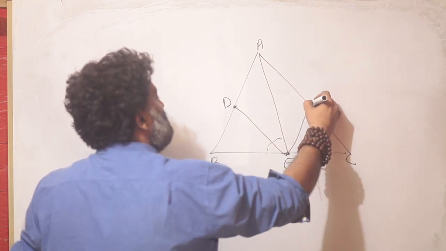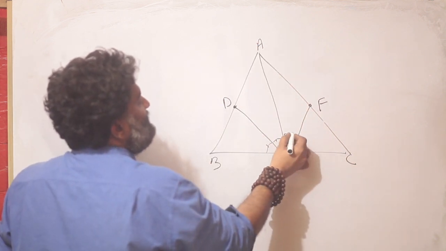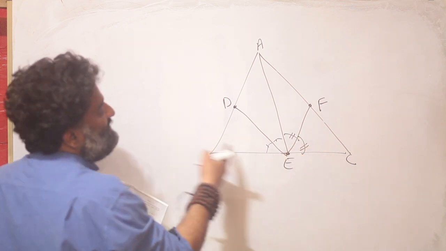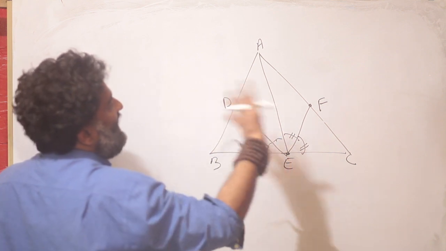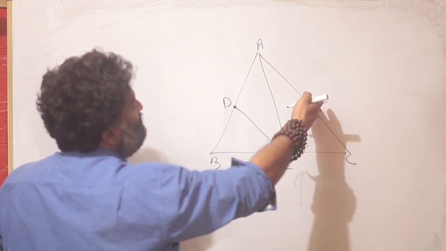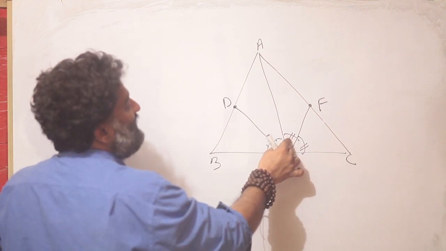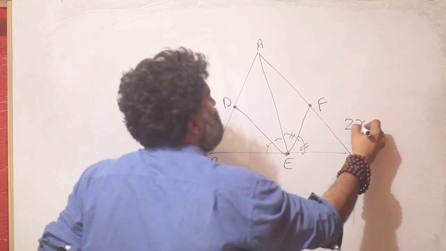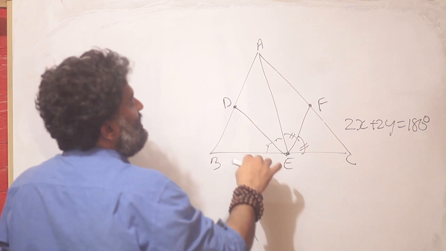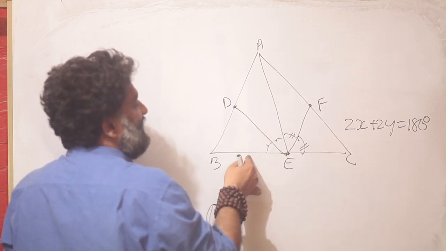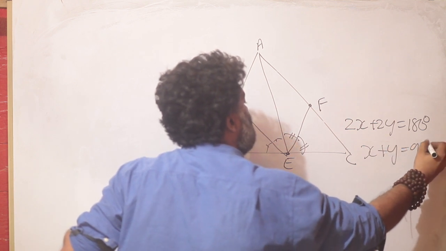Furthermore, it says EF is also an angle bisector for angle AEC. That means this angle is equal to this angle. Name them if you want to. Angle BED is equal to angle DEA, and angle AEF is equal to angle FEC. If I call this X, this will also be X. If I call this Y, this will also be Y. So I see 2X plus 2Y is going to be 180 degrees. Why is that? Because the sum of all the angles on a straight line is always going to be 180 degrees. That means X plus Y is equal to 90 degrees.